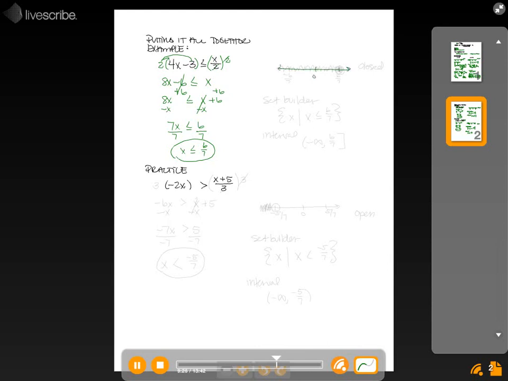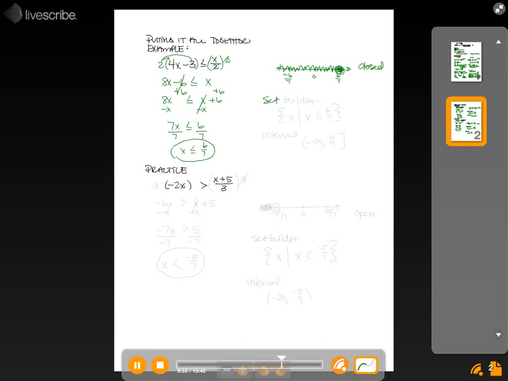We need 3 numbers: 0, 6/7, and negative 6/7, the opposite of our number. We have a closed circle on 6/7 because it's equal to. And then we want all the x's that are less than 6/7. So we're going to shade to the left because that's where all of our smaller numbers are. So there's our graph. Next thing we need to do is write our notation.